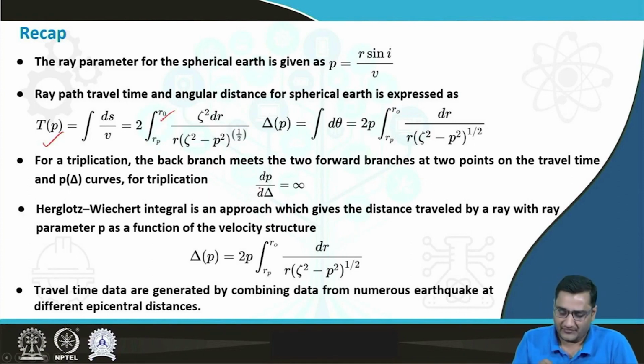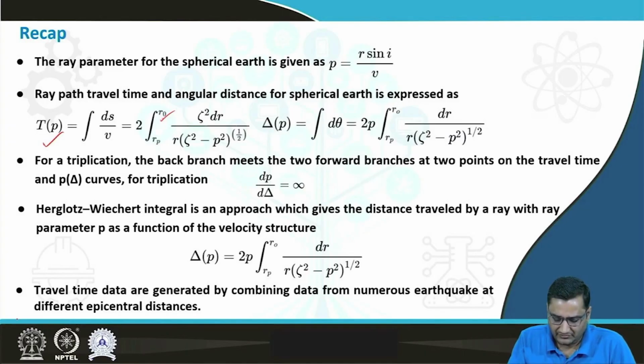We also learnt about the Herglotz-Wiechert integral, an approach which gives the distance travelled by a ray with ray parameter p as a function of velocity structure, and this particular integral can be used for the inversion of travel time curves, and hence it can provide an idea about the velocity variations within the earth. So it can be expressed as delta as a function of ray parameter, that is equal to 2p times the integral from the bottoming depth to the depth of the hypocenter, dr by r times the square root of zeta squared minus p squared.